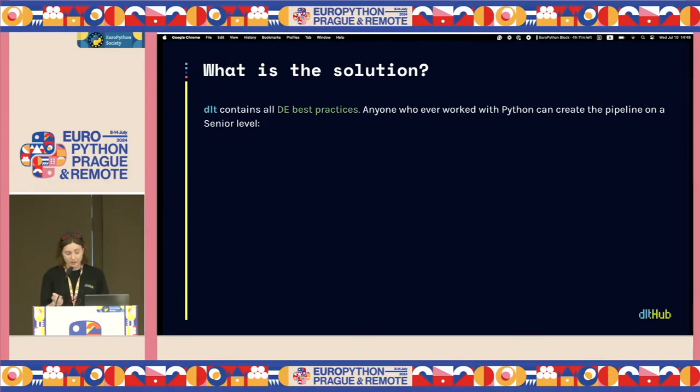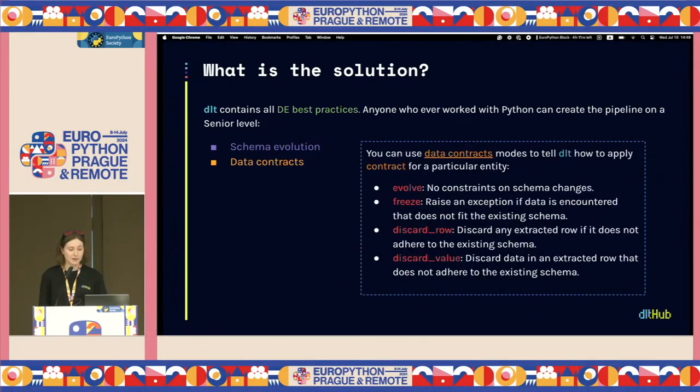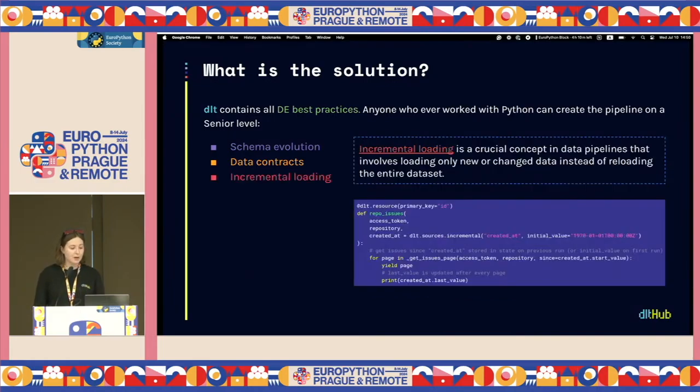And what are those best practices? First of all, schema evolution. If your schema is changing, DLT detects this automatically and just updates the schema. Moreover, you can use data contracts, so you can tell DLT what to do with this data. If we say evolve, then there are no constraints: data changed in source, data will change in destination. We can say freeze, so if the new data does not fit the previous schema, DLT will raise an exception. You can say discard row. In this case, DLT will just throw away the row which does not fit the schema, and you can say discard value.